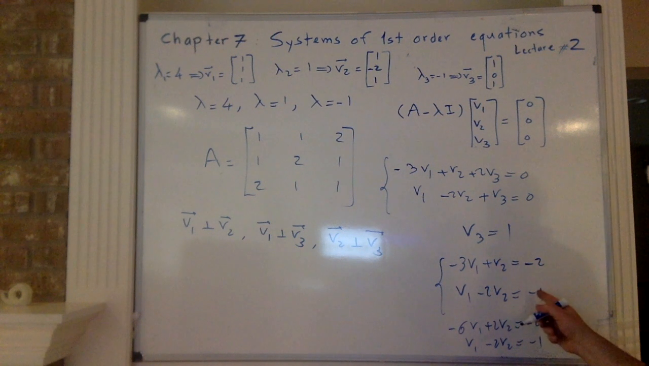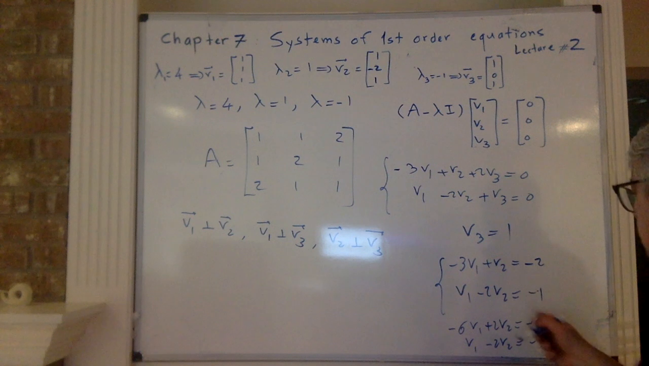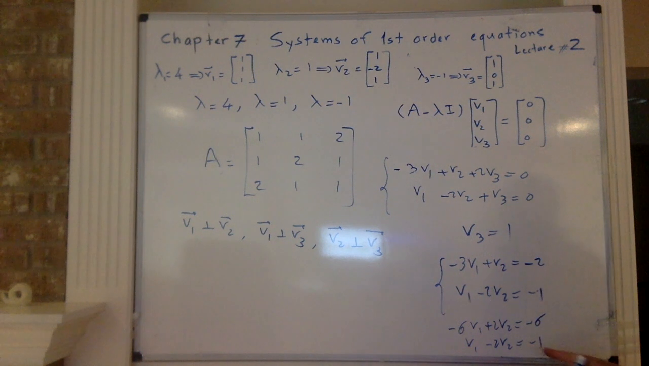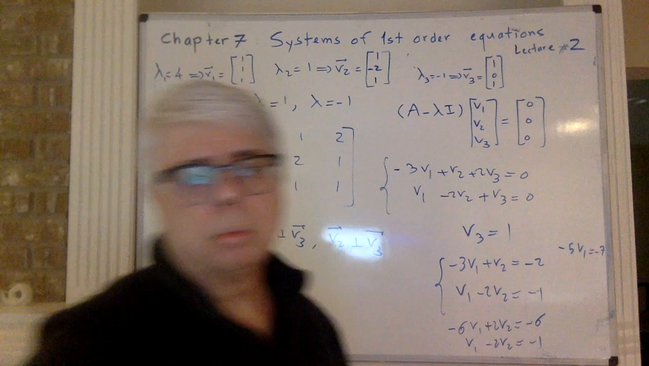Then we can stick somewhere. So that is minus 5. V1 is minus 7. I don't think this is correct. I'm making some big mistakes somewhere. So I can't remember. Well, let me double check and see.